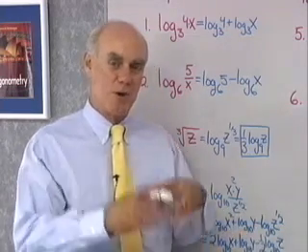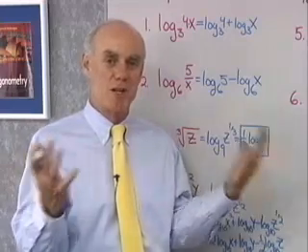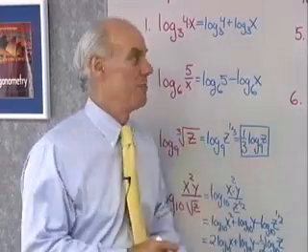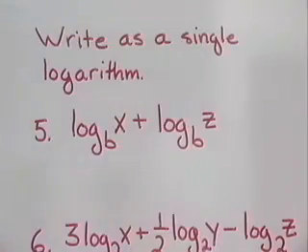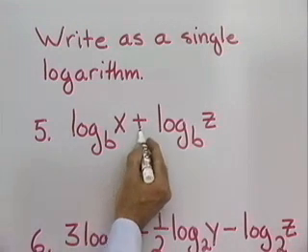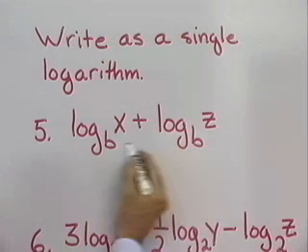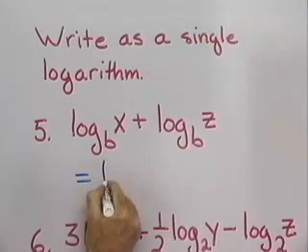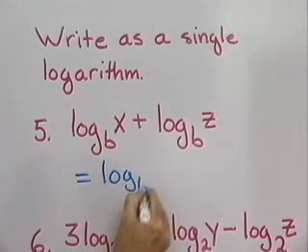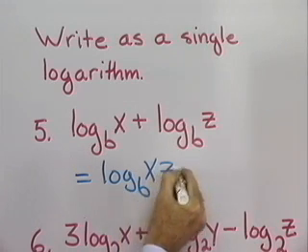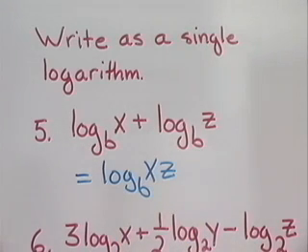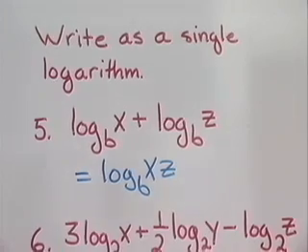Now let's go the other way and take one that's in expanded form and contract it back to a single logarithm. Write as a single logarithm, log base b of x plus log base b of z. I see I have the sum of 2 logs here with the same base, so that's going to be the logarithm to that base of just that product. So the sum of these logs ends up to be the log of that product.